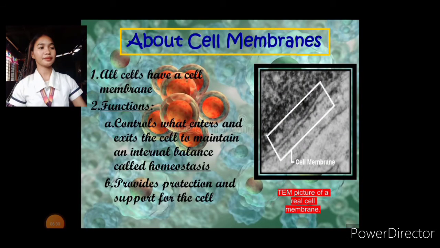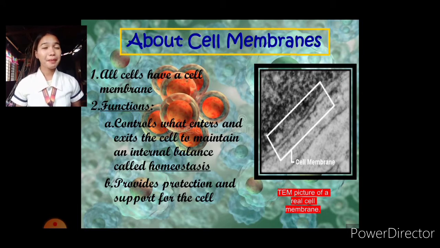Okay, that's right. Okay, so before anything else, let's have a bit of review all about the cell membrane. So, can anyone please read what I had presented in the presentation? Okay, Miss Dixon, can you? Okay, thank you, Miss Dixon. So yes, all cells have a cell membrane. It has functions like controlling what enters and exits the cell to maintain an internal balance called homeostasis.